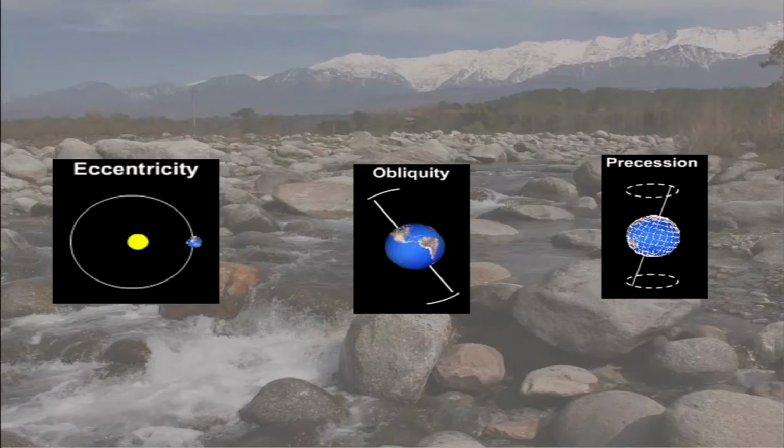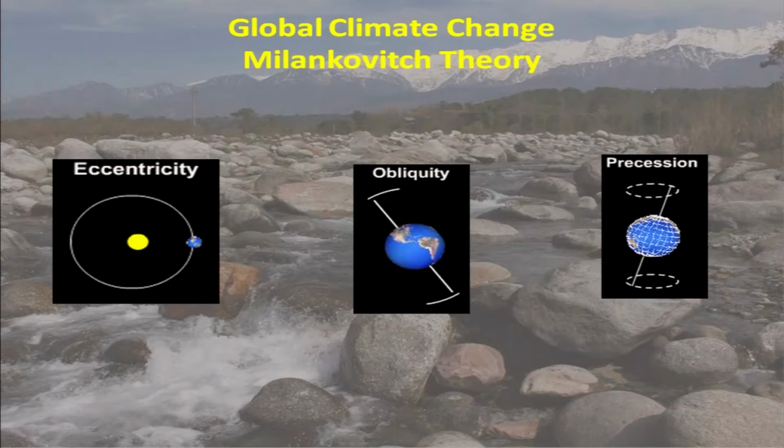Now these are very important parameters: eccentricity, obliquity and precession, which usually control the climatic pattern. This theory was given by Milankovitch, on global climate change. These changes will take place when there is some alteration in eccentricity, obliquity and precession. Now let's see what we mean by obliquity, eccentricity and precession.